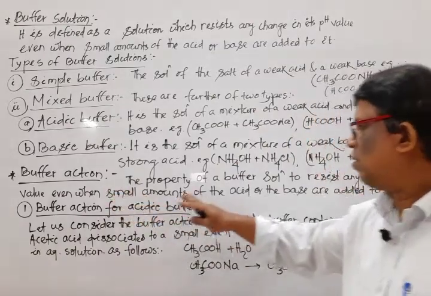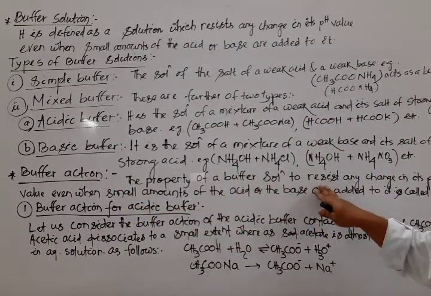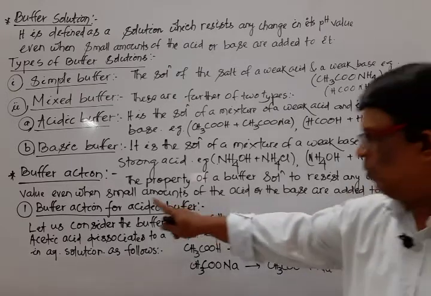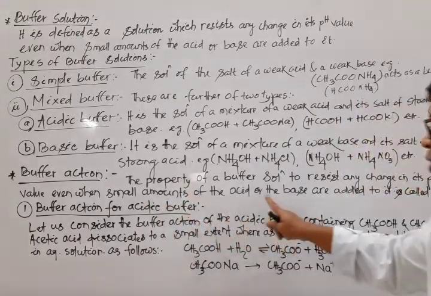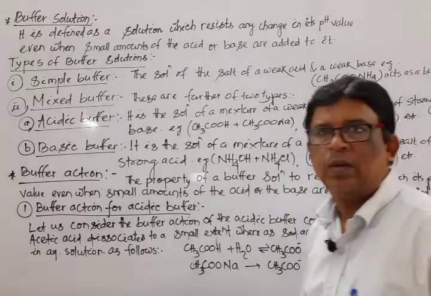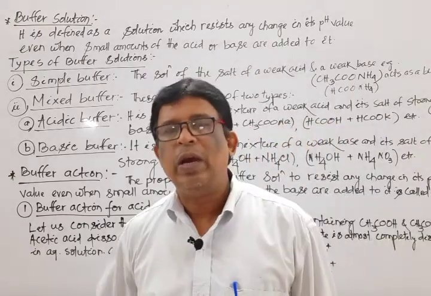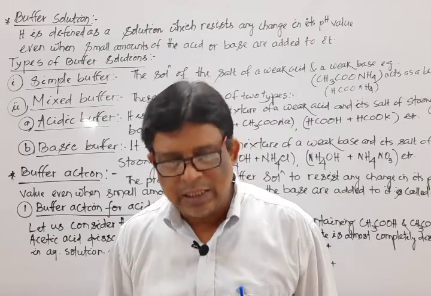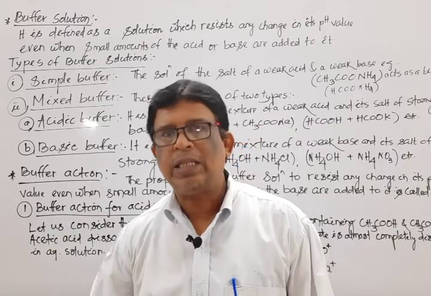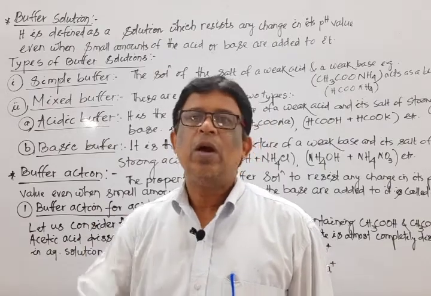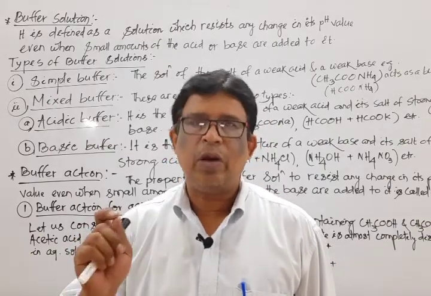What is buffer action? The property of a buffer solution to resist any change in its pH value, even when a small amount of acid or a base or water is added to it, is known as its buffer action. So let us verify, let us prove how it has the tendency, capacity or ability to check its pH as well as pOH. It is verified in two sub-steps, one for acidic buffer, one for basic buffer.